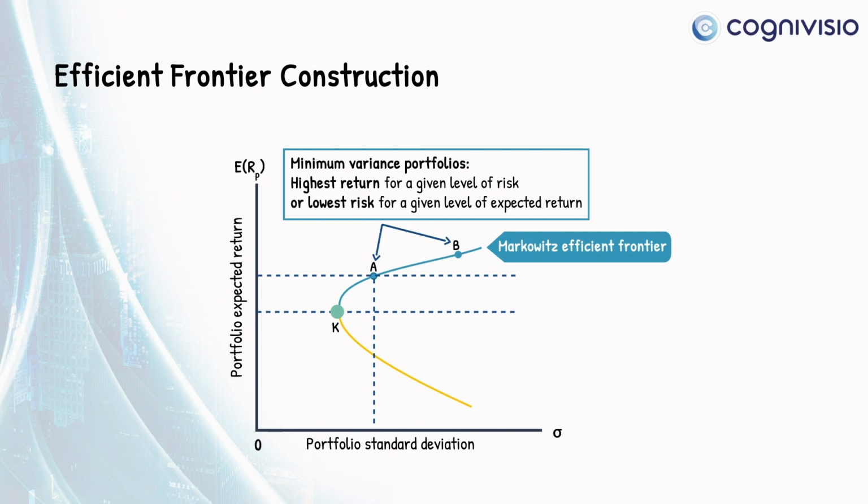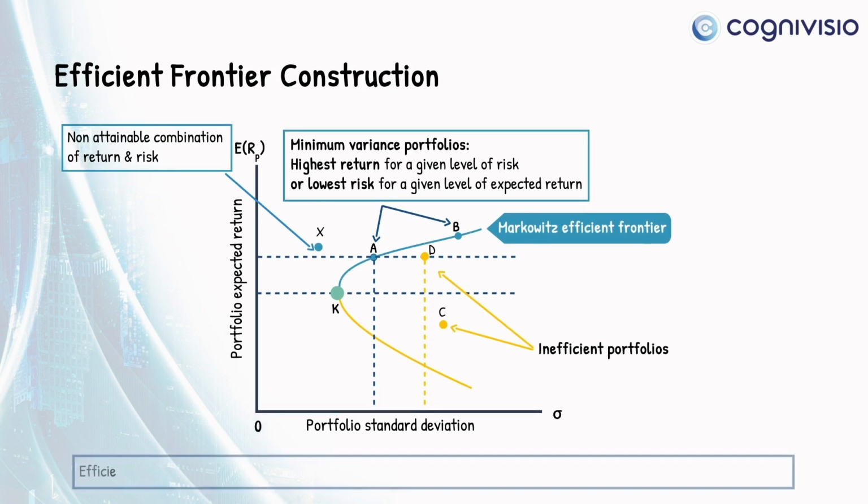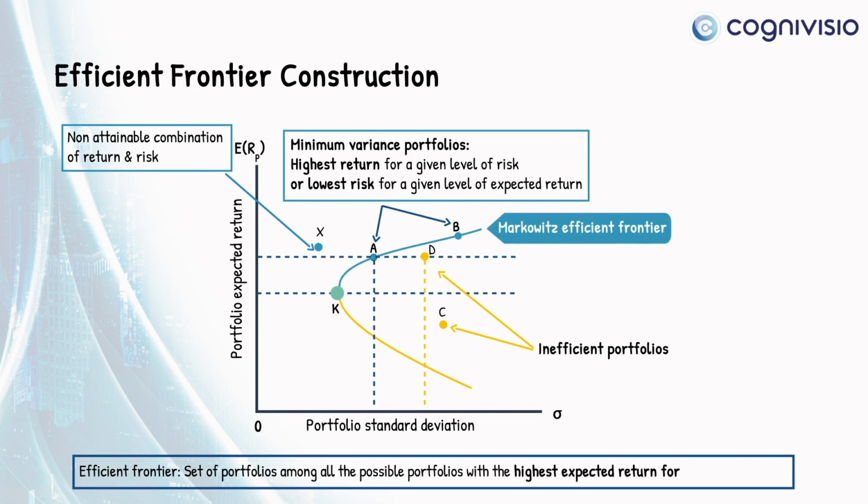Any portfolio below the curve is inefficient, such as points C and D. It would be nice to have portfolio X which is above the efficient frontier. However, the combination of expected return and standard deviation at point X is not possible. So, the efficient frontier is the set of portfolios among all the possible portfolios of individual risky investments that offers the highest expected return for each level of risk.